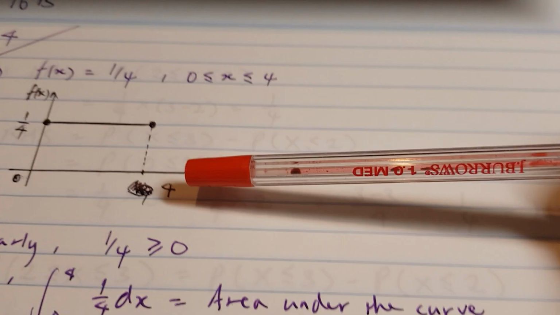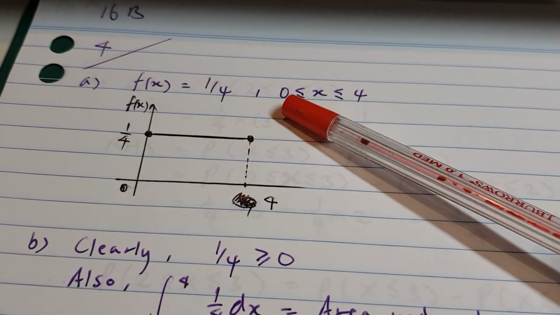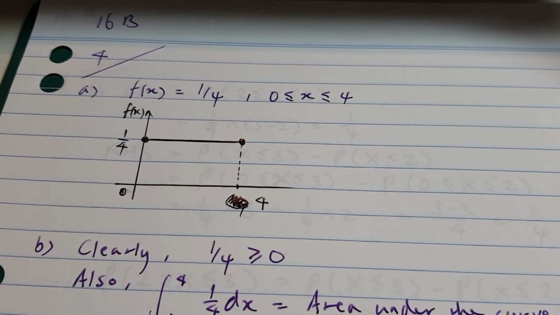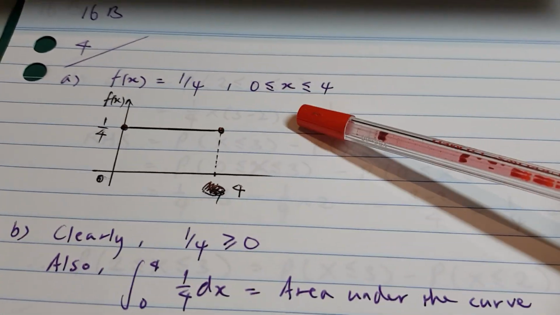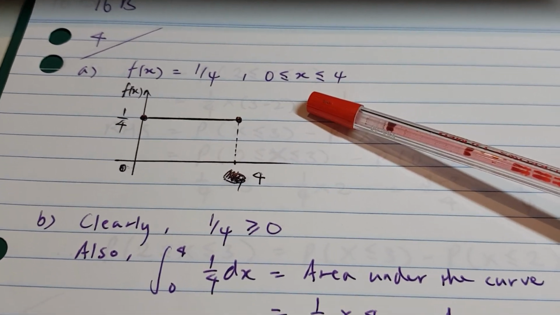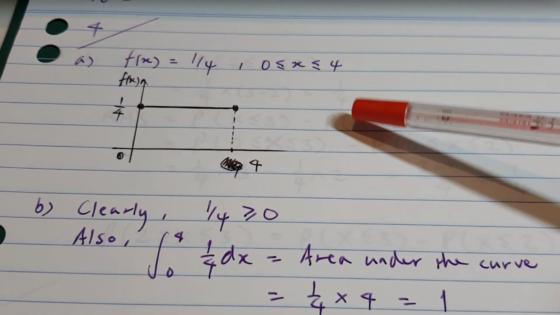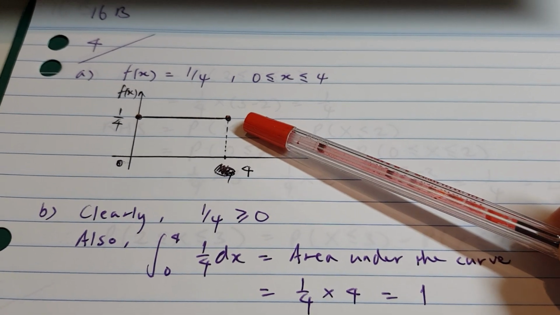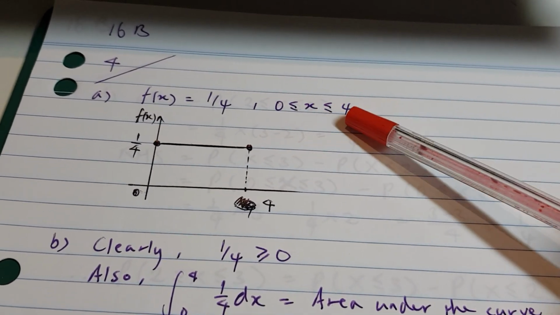All right, so question 4. That's the little f of x that we were given. It's a quarter, and obviously it's positive in that domain. So that's the sketch. It's a pretty simple straight line. Now notice it has to stop there because the domain is between 0 and 4.